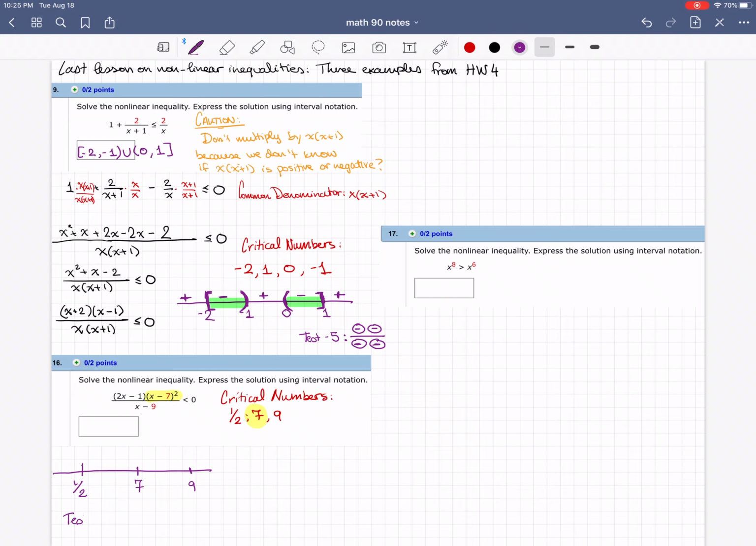Test value, test point. Let's use 0. 0 is a favorite of mine. Plus, it's in the leftmost region. It's just a really great example here.